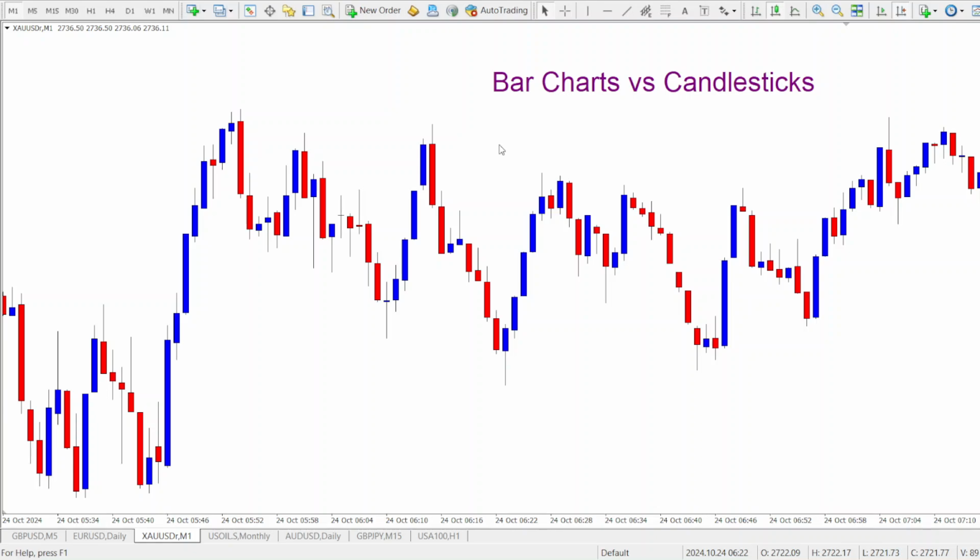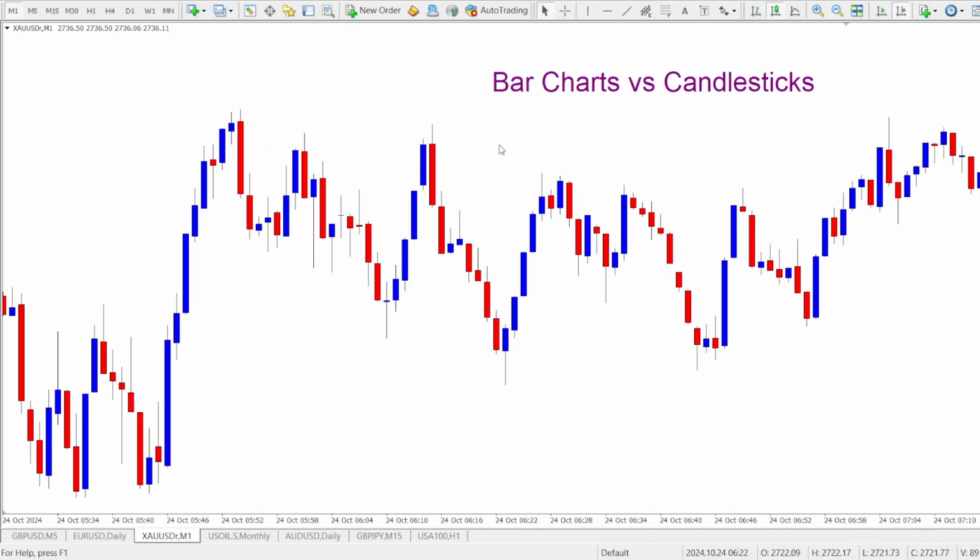So which one should you choose? It really depends on your trading style. If you are looking for a straightforward approach, bar charts might be the way to go. However, if you want a deeper understanding of market psychology and potential reversals, candlestick charts could be more beneficial. Throughout this video, we have explored the strengths and weaknesses of both bar charts and candlestick charts. It's just a brief comparison between the two.